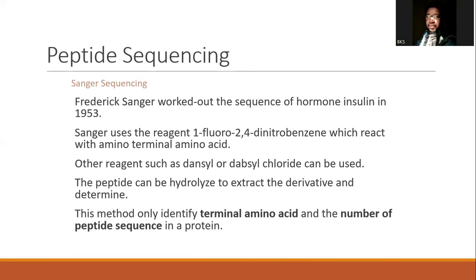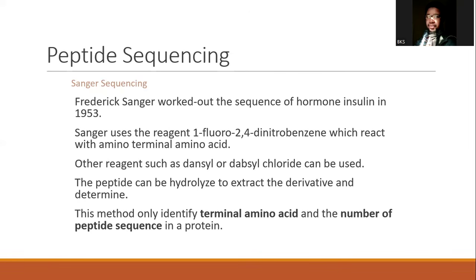But if you identify this, you cannot identify any other amino acid on that sequence, simply because you have ended up hydrolyzing all the other peptide bonds. Therefore, Sanger sequencing can only be used to determine the first amino acid, or the N-terminal amino acid.